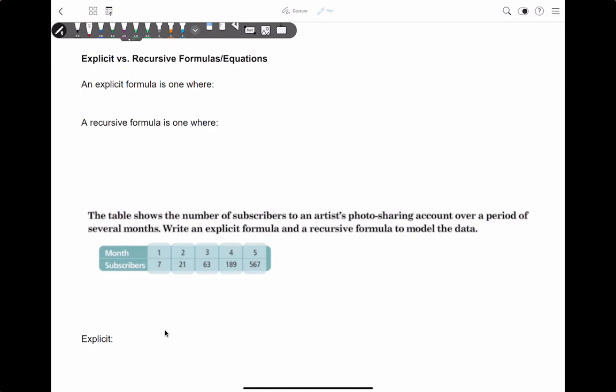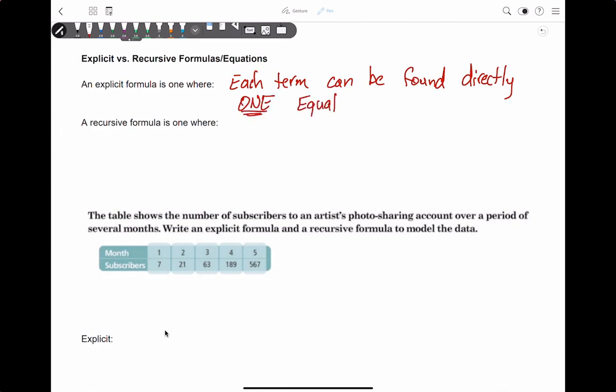Let's talk about a couple things. First of all, an explicit formula is one where each term in a sequence can be found directly, and it's from an actual equation. So only one equation is needed. That's very, very important.